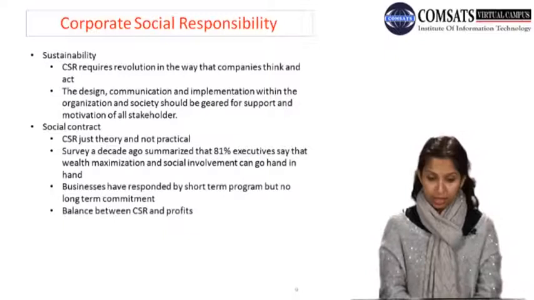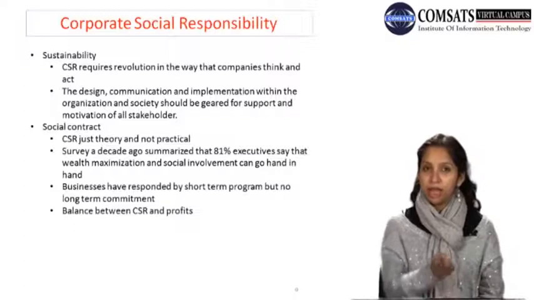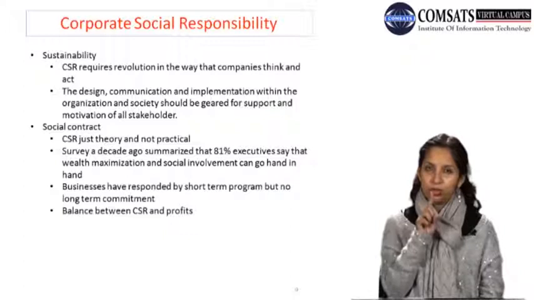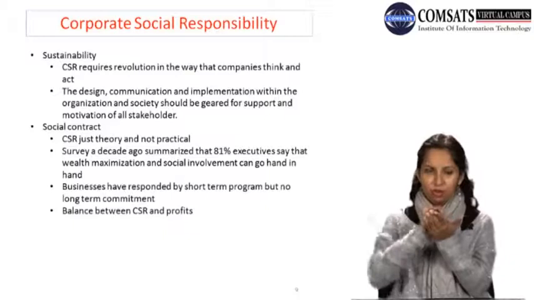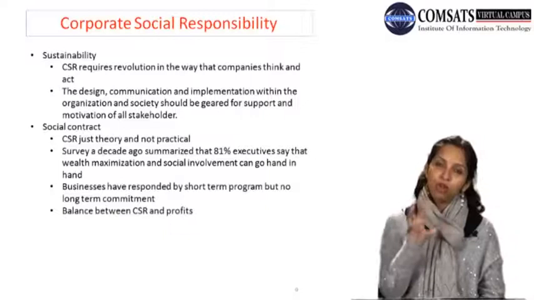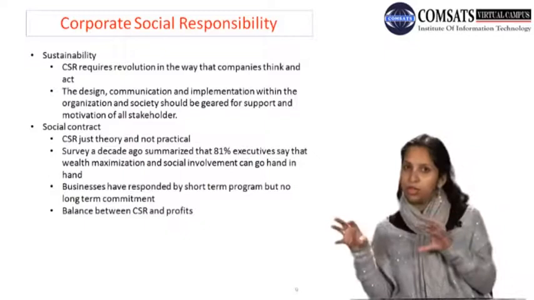Now the final aspect of CSR, in addition to responsibility, accountability and sustainability, is social contract. That means that social contract is basically a contract that exists between the corporation and the society. Contract, we know, that's that piece of paper on which you sign and that's a proof that ji, two parties have agreed upon certain terms and conditions. Isko same thing ko aap social contract isliye kehte hain because there are certain set of expectations jo corporation ko society se hoti hain aur society ko corporation se hoti hain.